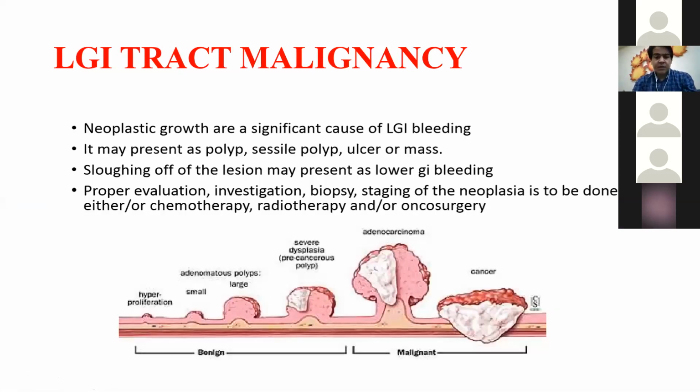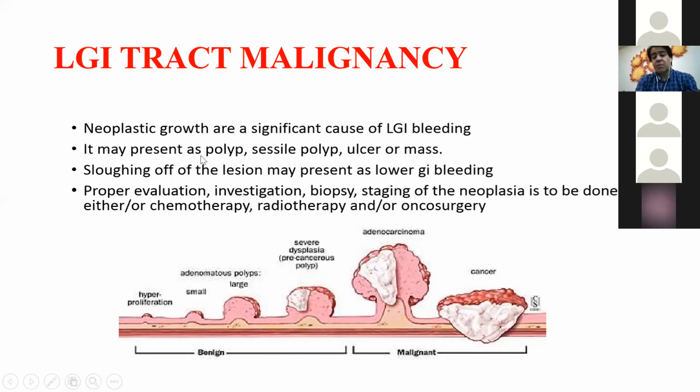Lower GI tract malignancy. Again, this is a totally different topic and needs a separate lecture. But we must know that certain lower GI malignancies can cause lower GI bleed, especially anorectal malignancies, rectal malignancies. These neoplastic growths are a significant cause of lower GI bleed.